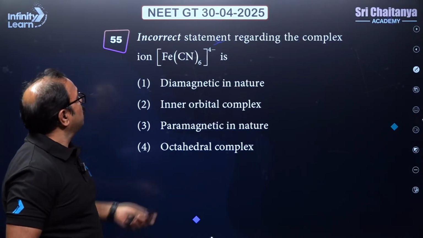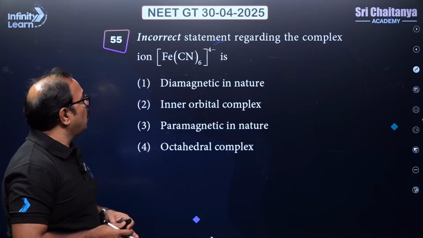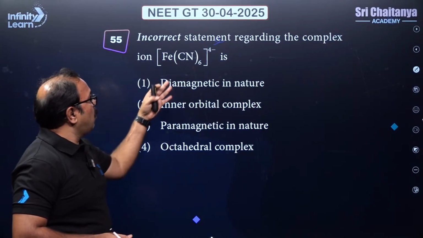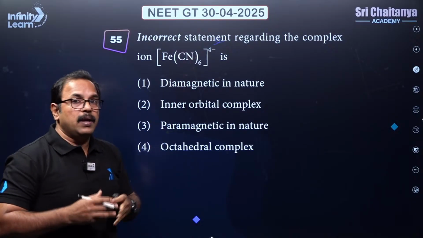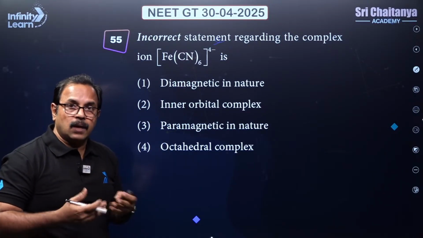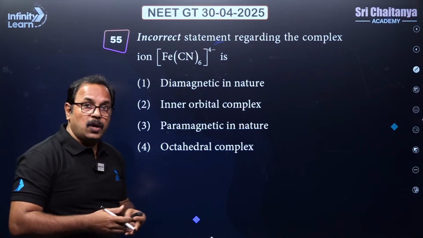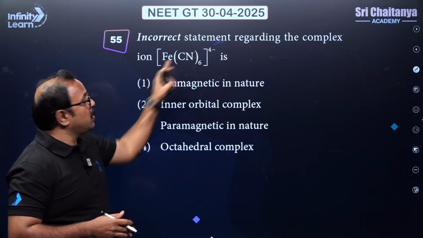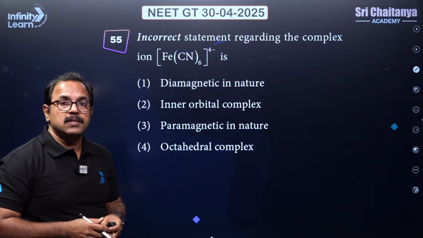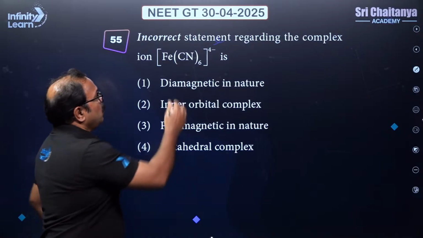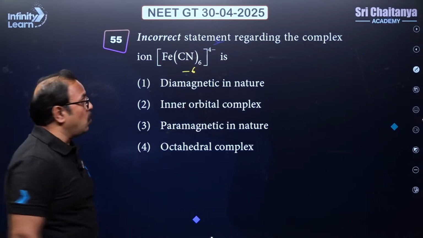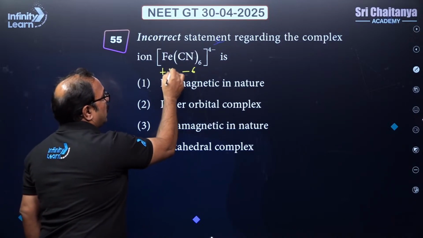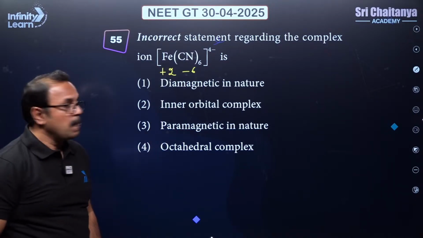Okay, next. Incorrect statement regarding the complex. Whenever you see any complex, you have to always look for the ligand. Generally carbon donor ligands are stronger ligands, then you have nitrogen donor ligands. So we can figure out that CN is a strong ligand. Coming to the point, this is -6 and the complex is -4, we can easily conclude that iron is having a charge of +2.